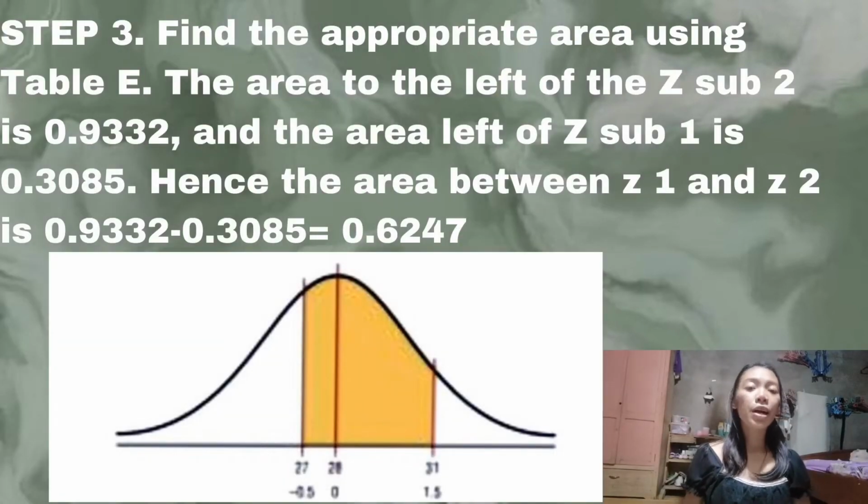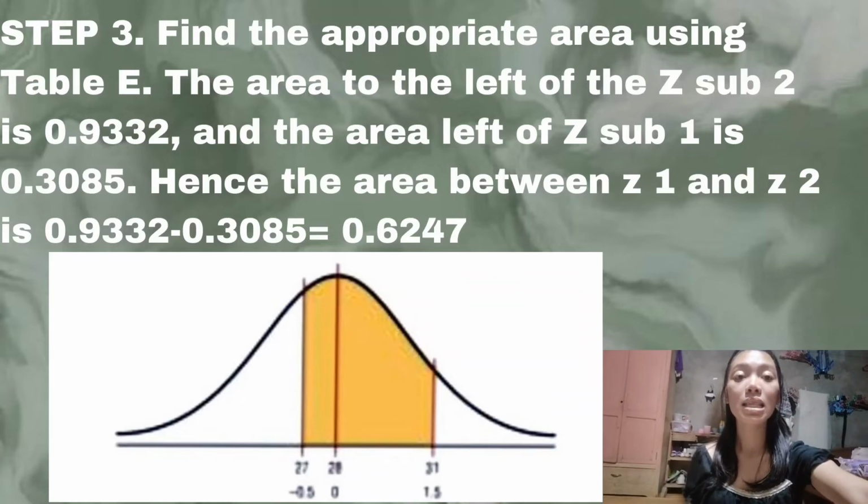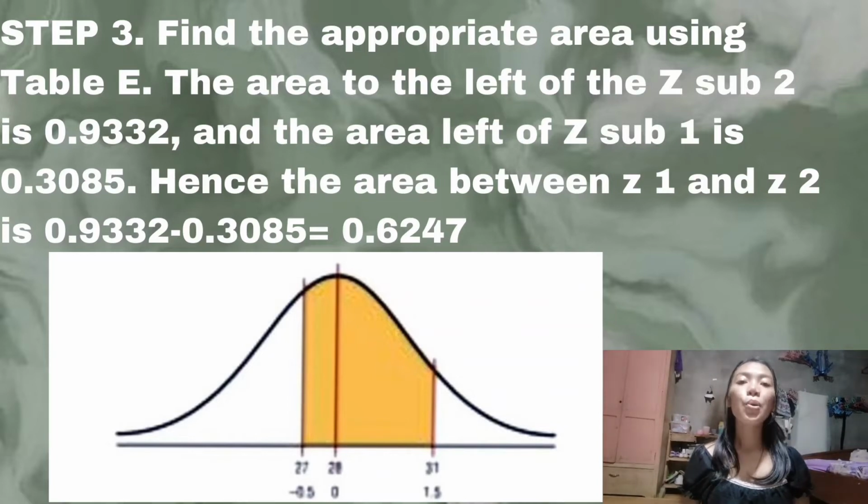Step 3. Find the appropriate area using the table E. The area to the left of z sub 2 is 0.9332 and the area to the left of z sub 1 is 0.3085. Hence, the area between z sub 1 and z sub 2 is 0.9332 minus 0.3085, which equals 0.6247. Class, to get the final area, subtract the area of z sub 1 from that of z sub 2.